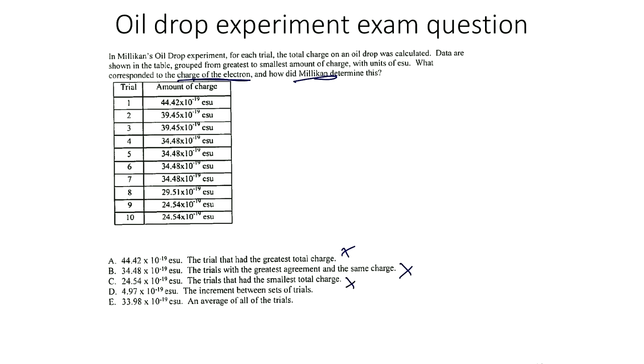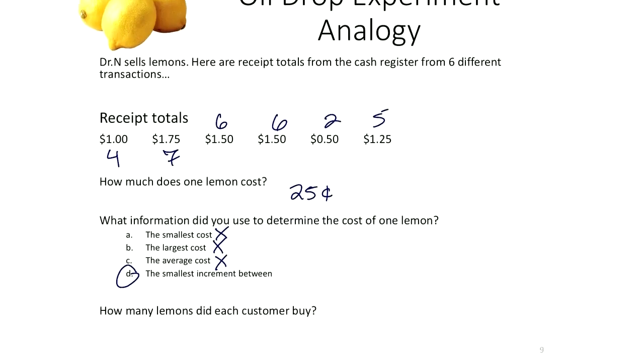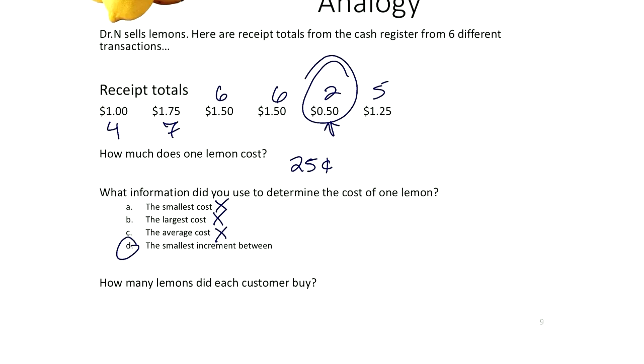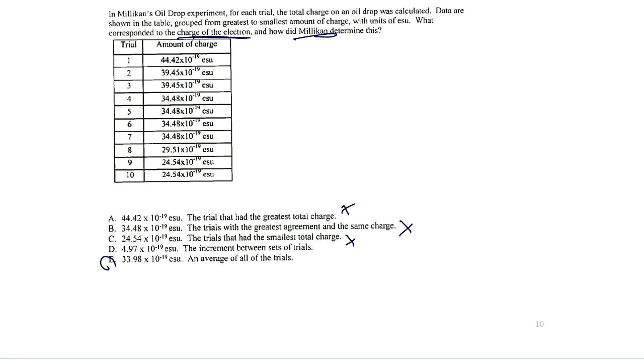No, that's not it, because does an oil droplet need to have one electron on it? Technically not. So if you were going to get this wrong, C is probably the answer you would have said, because most students assume it's the smallest amount. But you told me if we pick this one, we get into trouble, right? It doesn't work for all of them, if we can only buy an integer number of lemons. And so here's the correct answer, increment between data sets.